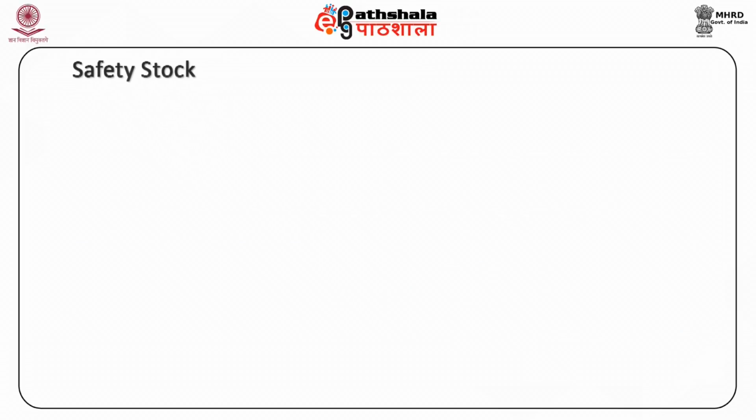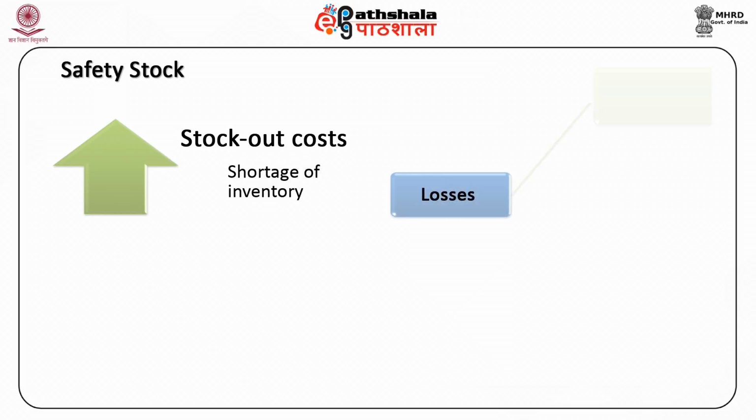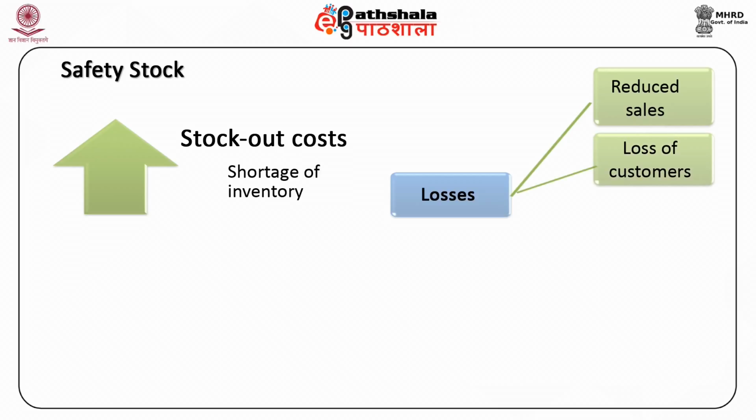Safety stocks represent additional stock which acts as a buffer or cushion against possible shortage of inventory caused either by increased usage or delayed delivery of stocks. The costs related with safety stocks are stock out costs. These are costs related with shortage of inventory. The firm may lose out on certain benefits if faced with any stock out situation. The loss may be in terms of reduced sales, loss of customers, impact on the reputation of the firm, loss in production schedule, etc.